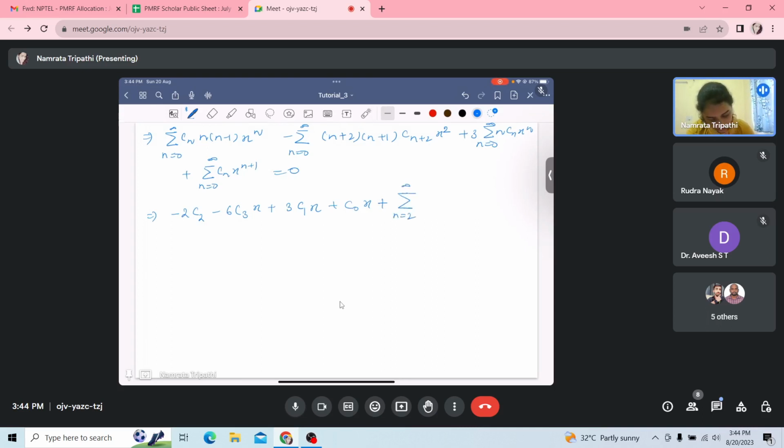And rest of the term we can write. C2 is 0 and C3 is 11 by 3. What are you saying? Constant C2 value is 0. Yes, we can put C2 = 0 and C1 = 6. And C3 is 11 by 3. Yes, you're right. C3 will come 11 by 3, and similarly you can calculate C4, C5 and so on.